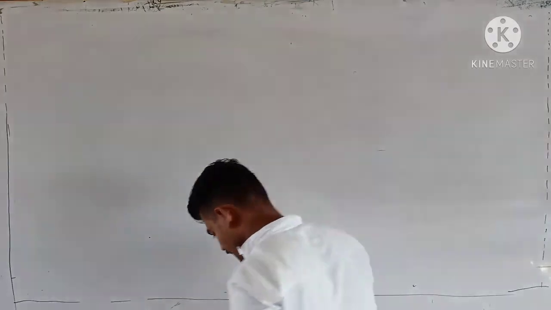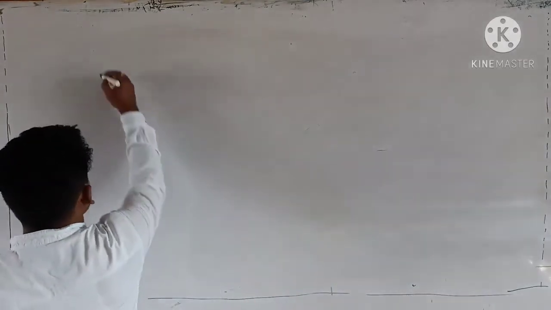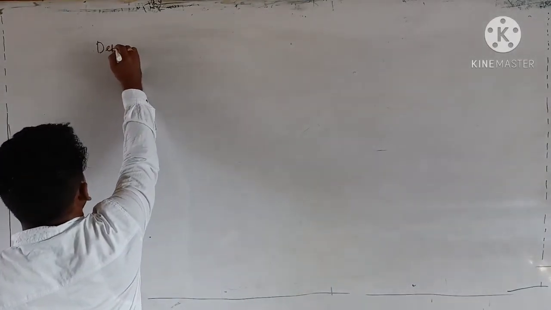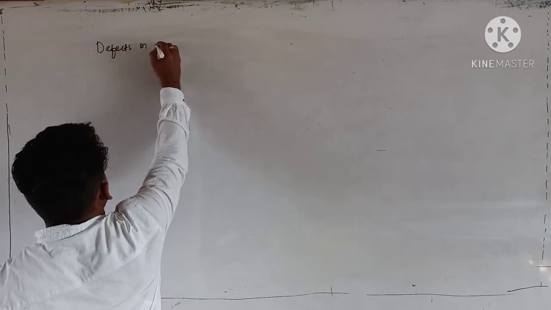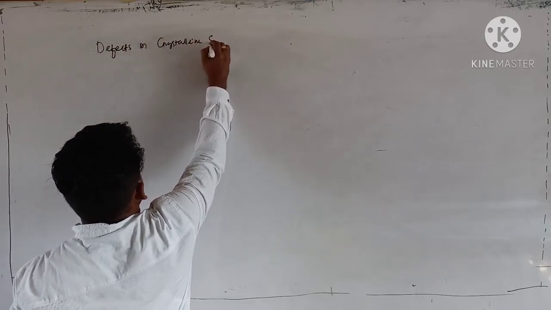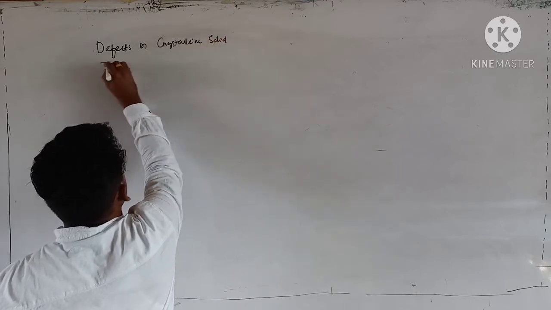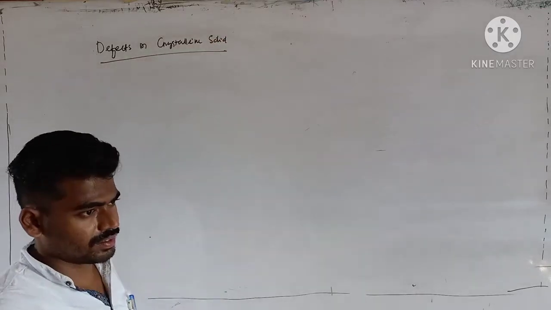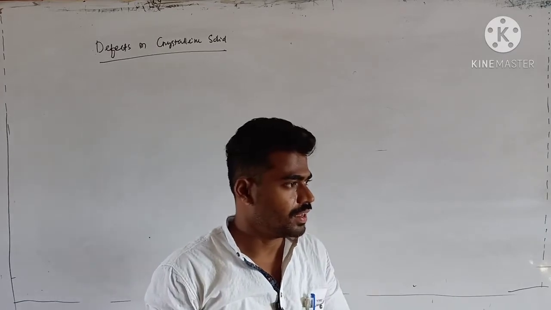So next we will discuss the defects, very important, defects in crystalline solid. Defects in crystalline solid. So what do you mean by defect? What do you mean by defect?